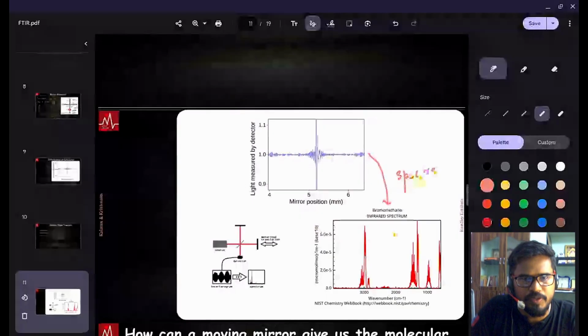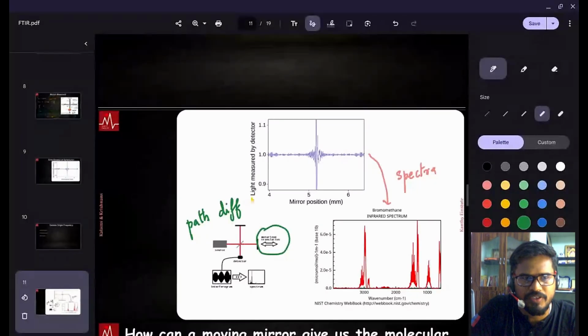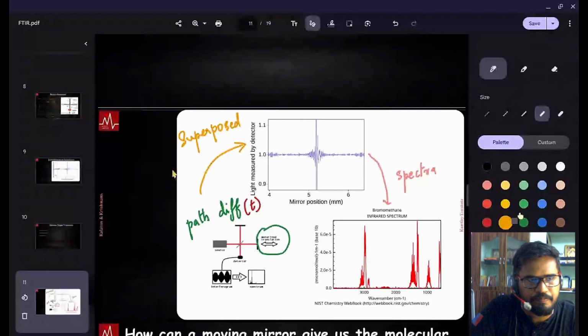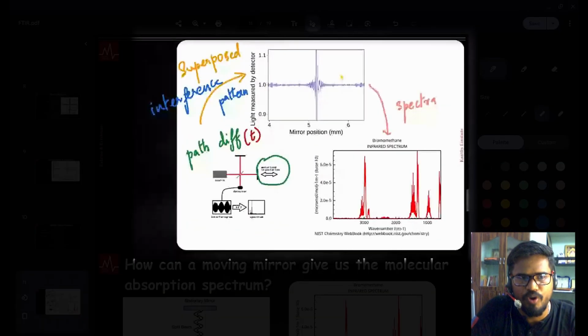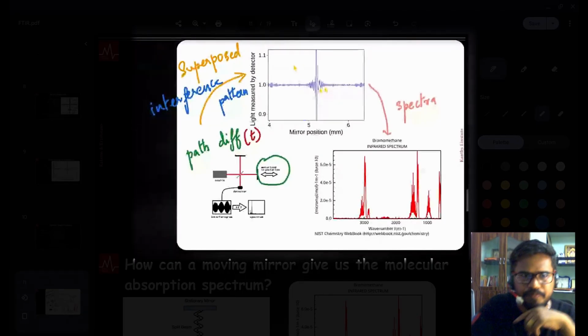How was this possible? There was a path difference due to the moving mirror. That is also a function of time, because the mirror is moving as a function of time. That creates an interference pattern, a superposed interference pattern. The raw signal that you detect is the net interference, the net superposed signal. It looks like this.